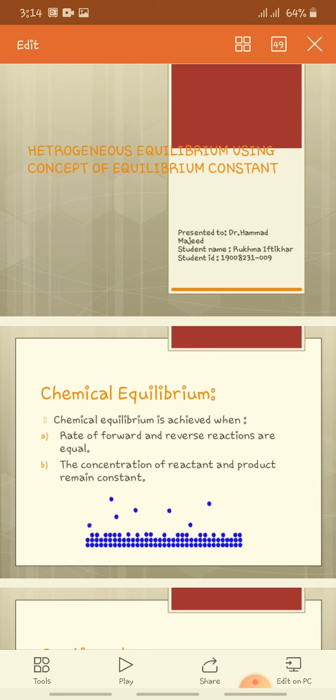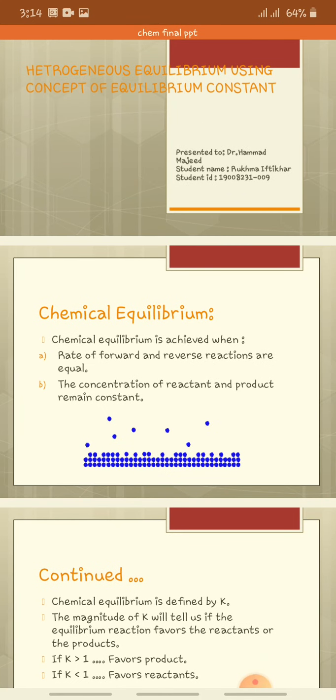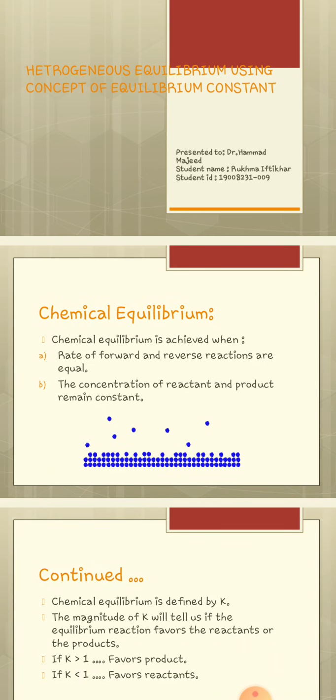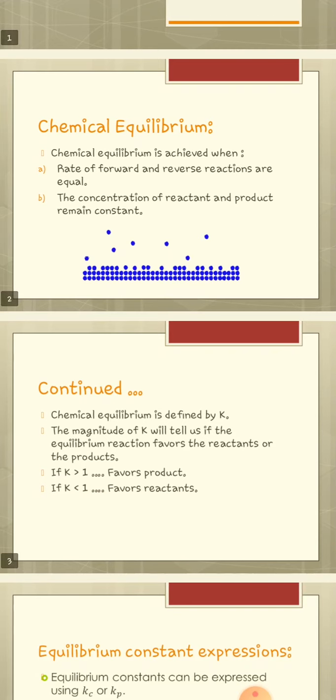Today I am going to give you a detailed presentation on the topic of heterogeneous equilibrium using the concept of equilibrium constant. So before starting the topic, we must know the definition of chemical equilibrium. So what is a chemical equilibrium and how do we achieve a chemical equilibrium? Chemical equilibrium is achieved when the rates of forward and reverse reactions are equal, and the concentrations of reactants and products remain constant. Further, chemical equilibrium is defined by K.